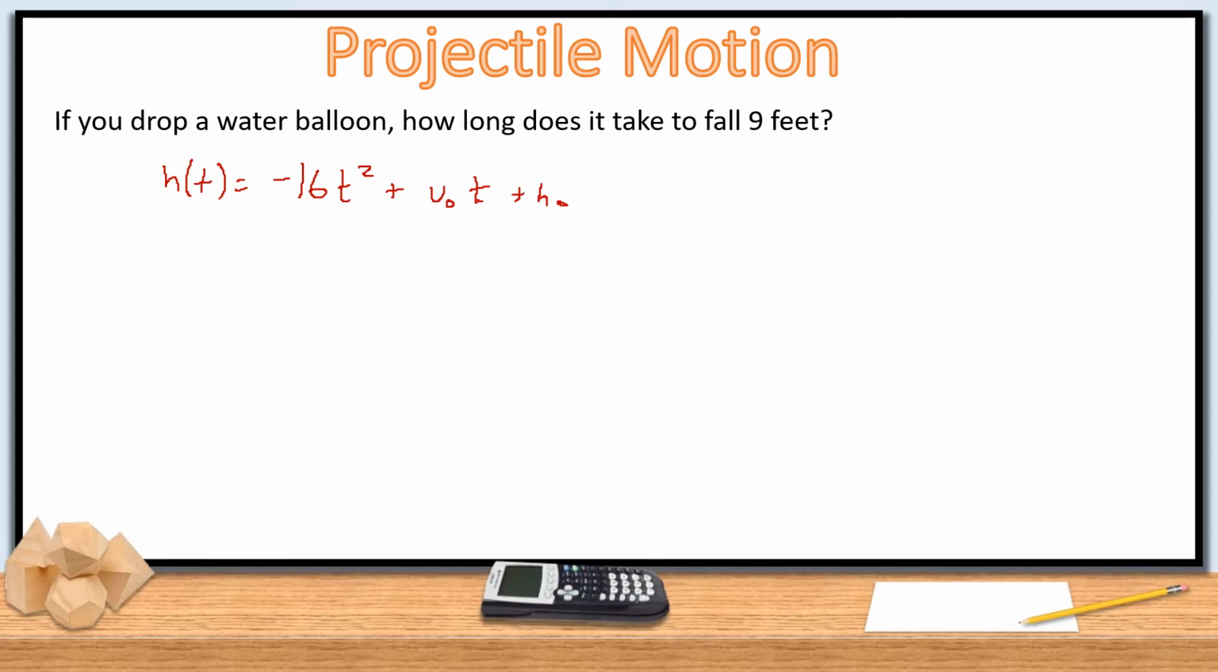So at the moment, we're just saying you drop a water balloon, how long would it take it to fall 9 feet? So we don't really care about the starting height. We're just saying it's at whatever height it's at, and there's no initial velocity because you're dropping it, so you're not launching it into the air. So in both cases, these are disappearing. So we would say 9 feet, so minus 9 feet because it would be going down.